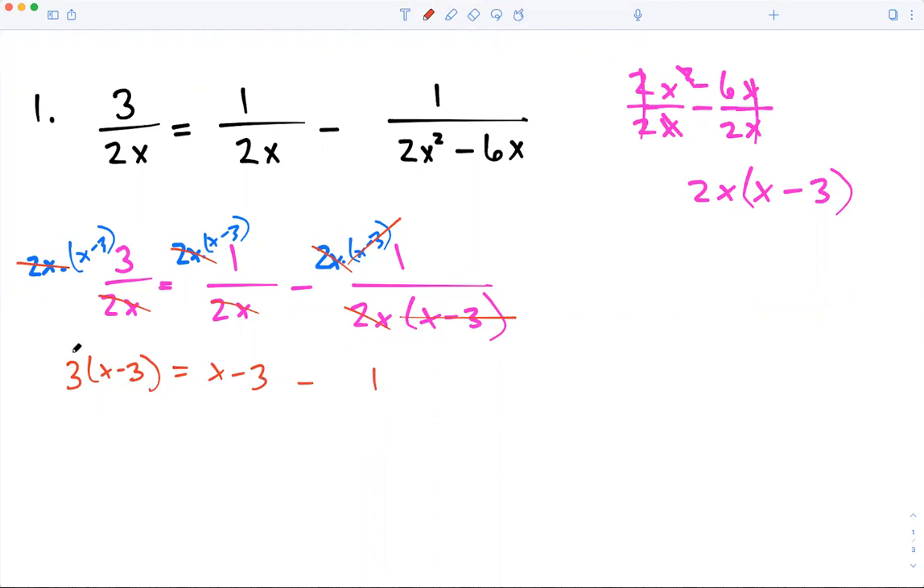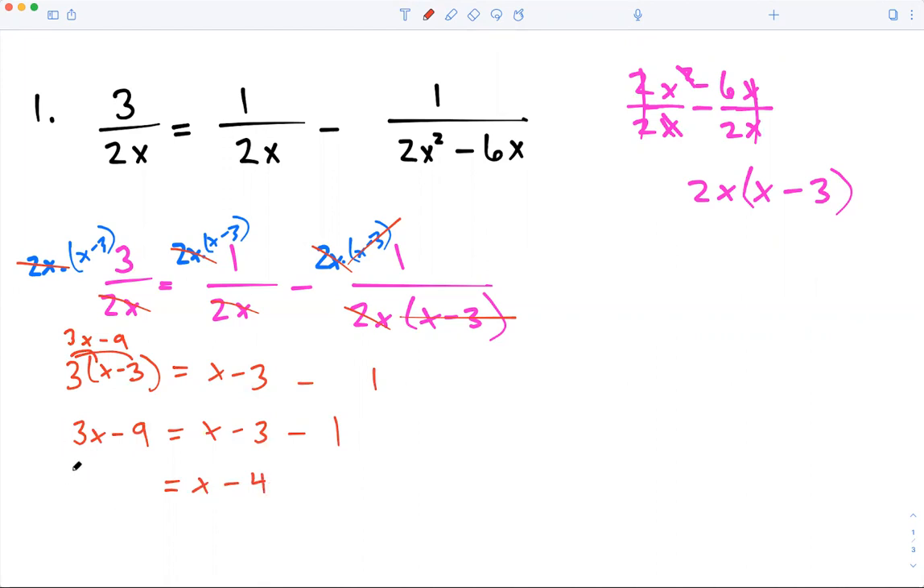Okay, so let's distribute this 3 here. 3 times x is 3x. 3 times negative 3 is negative 9. So we got 3x minus 9 equals x minus 3 minus 1. Keeping track of our equal sign right there, very important. Okay, so let's first combine stuff that we can combine. We can combine something on the right. We got negative 3 minus 1. Don't say 4. Don't say 2. It's negative 4.